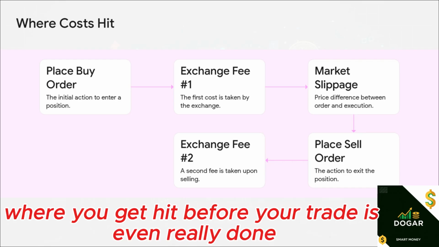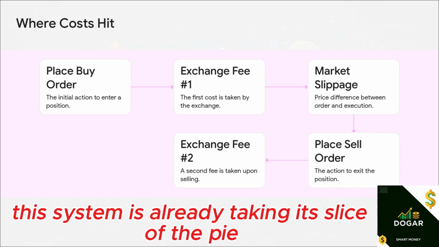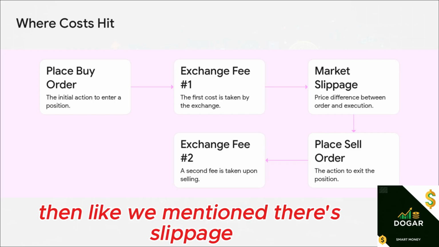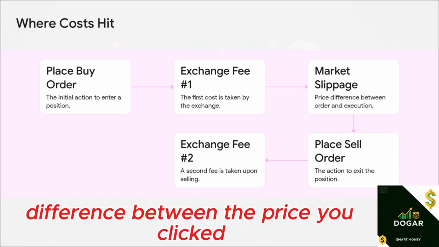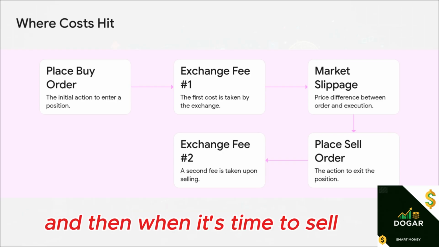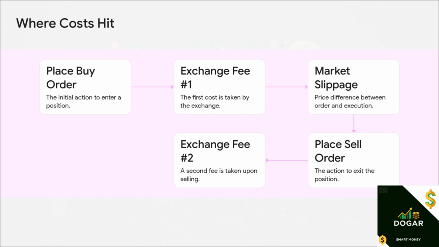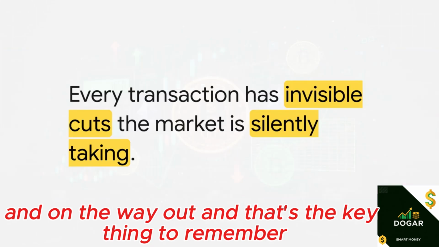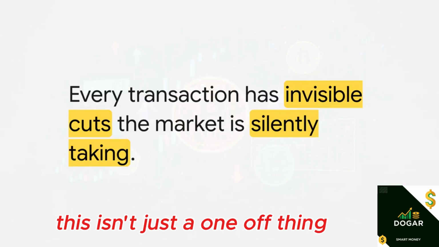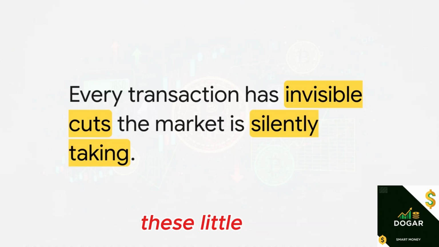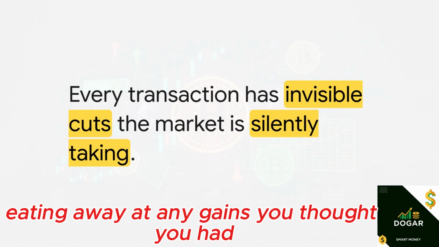And this little process here shows you exactly where you get hit. Before your trade is even really done, this system is already taking its slice of the pie. You pay a fee just to buy. Then, like we mentioned, there's slippage, that tiny, almost unnoticeable difference between the price you clicked and the price you actually got. And then, when it's time to sell, yep, you pay another fee. You're basically getting charged on the way in and on the way out. And that's the key thing to remember. This isn't just a one-off thing. It's built into the system. Every single time you trade, these little invisible cuts are happening in the background, just quietly eating away at any gains you thought you had.